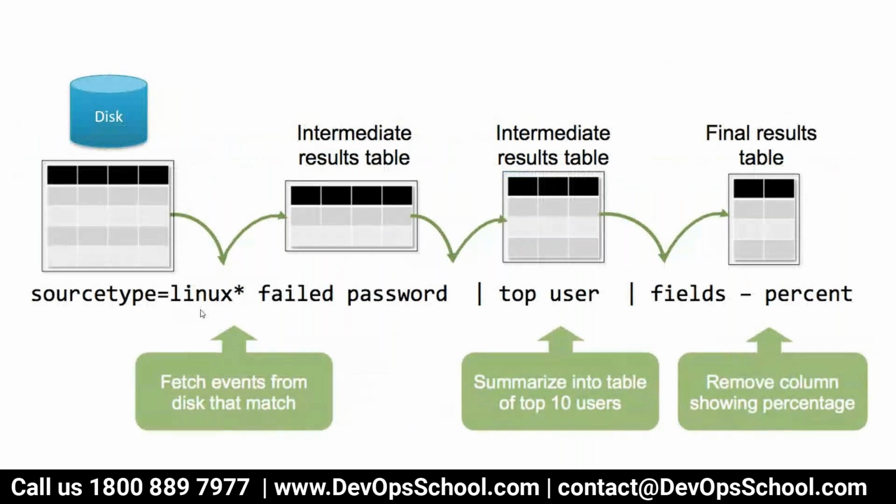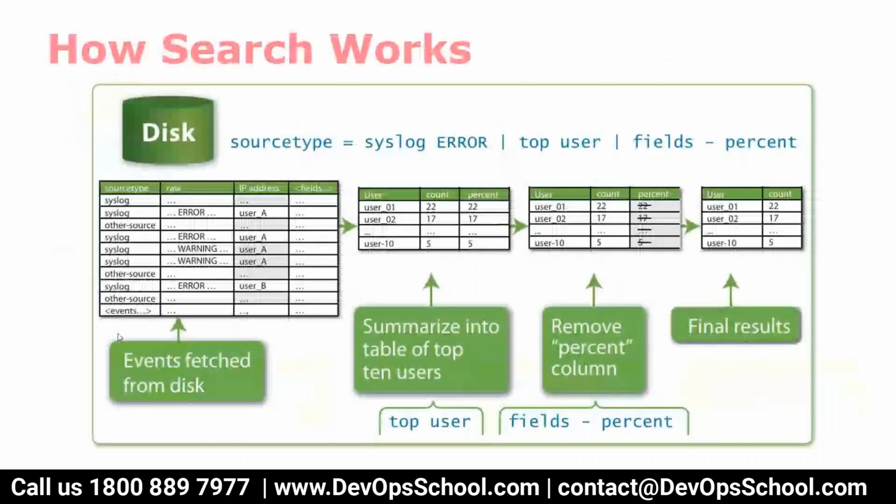The output of the first becomes the input for the second, the output of the second becomes the input for the third, and this will continue just like this. You see that initially the first table was long, complicated data, then you got something else, and then something else. Here the source type is log error, all the errors you will see, top by user, and remove the percentage field from that. Something like that you can do.